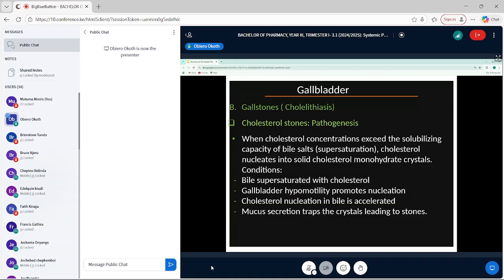Then the cholesterol nucleation in bile is accelerated once you have that supersaturation. And then you have excess mucus secretion that traps the crystals, so that the small crystals that are formed are trapped in the mucus and they're also not allowed to leave the gallbladder. This process continues on and on until you have visible, very many large stones.